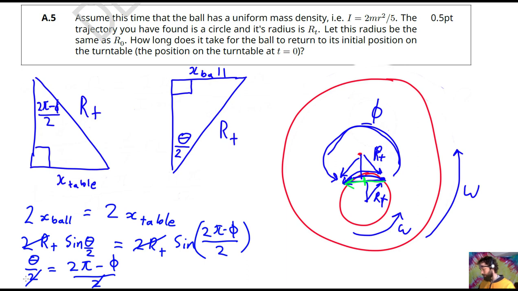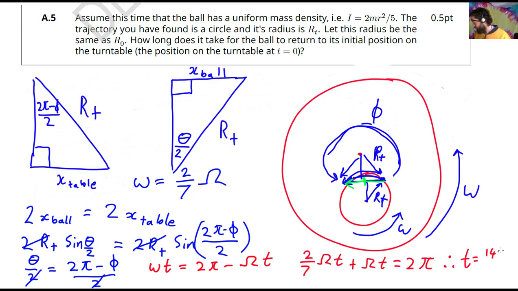Now, we just need to be able to relate theta to phi. But we can do that because we know the ratio of the angular velocities for how they're moving. From our previous part, we already know that our omega is equal to 2 over 7 capital omega. And so theta, that angle that's been traveled, is just going to be equal to small omega t. That's going to be equal to 2 pi minus capital omega t. And now we can solve for this in terms of capital omega. So first I'm going to substitute in for small omega, and therefore t equals 14 pi over 9 capital omega.